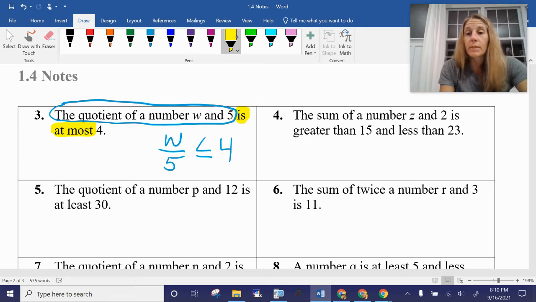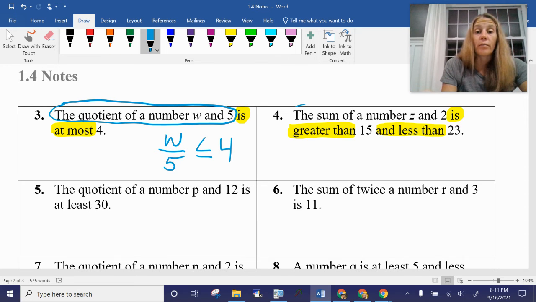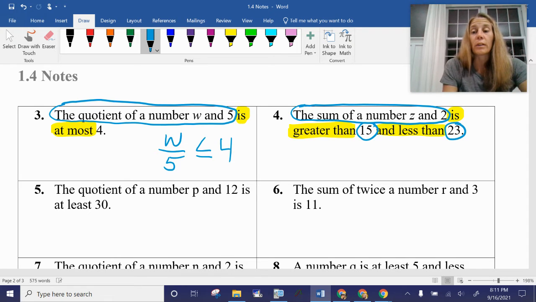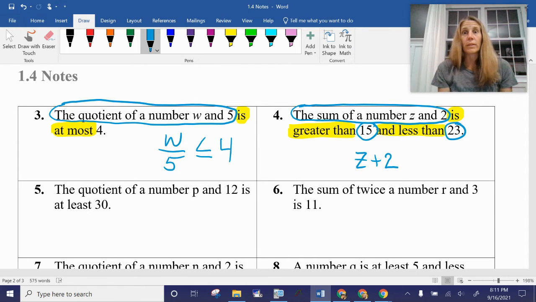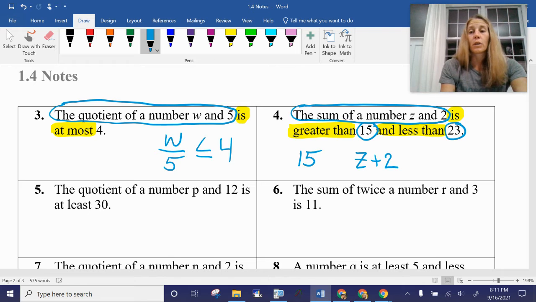Number 4, the sum of a number Z and 2 is greater than 15 and less than 23. So this is a double one. Remember, one of those double ones. So in this case, I've got 3 things. I've got my expression, the 15, and the 23. So the expression here, the sum of a number Z and 2, is going to go in the middle. 15 and 23 are going to go on the 2 sides. So which one's smaller? 15 is smaller. 23 is bigger. So it goes on the right.